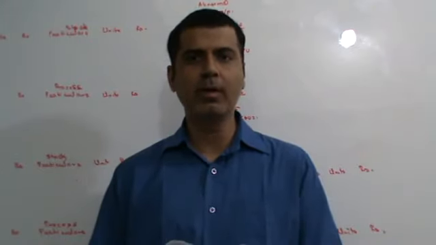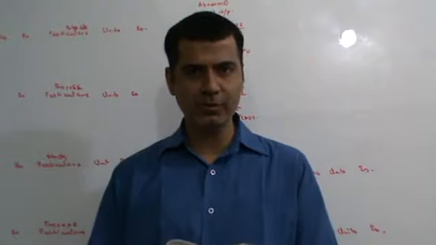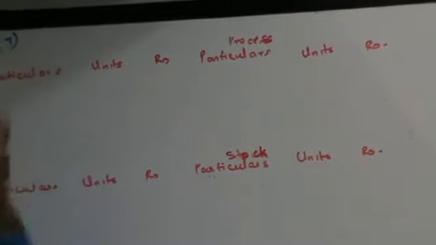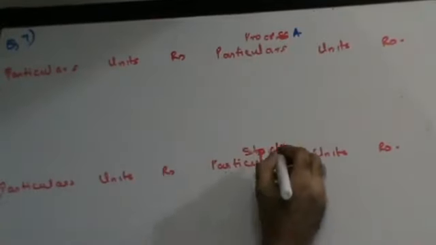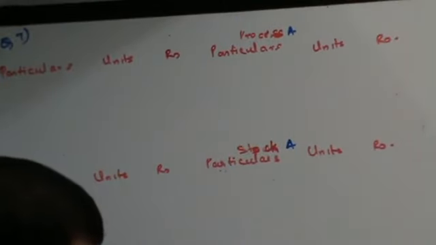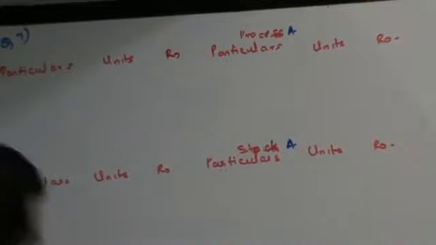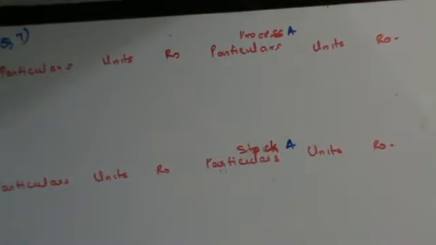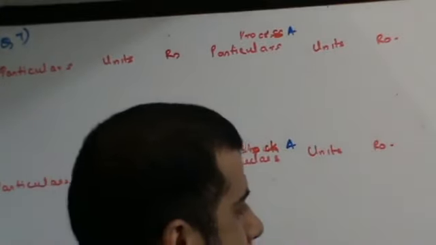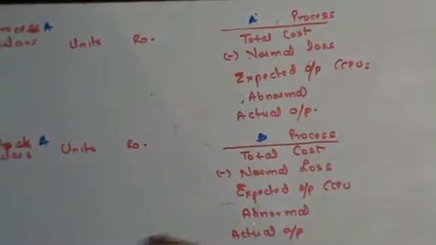I am Sunil Mirwani and today we will be doing this chapter called process costing. Let's see this. We are going to do sum number 17. We are doing question number 17. Process A, stock A, process B, stock B, process C, stock C. Right? Let's use A process, B process and C process.